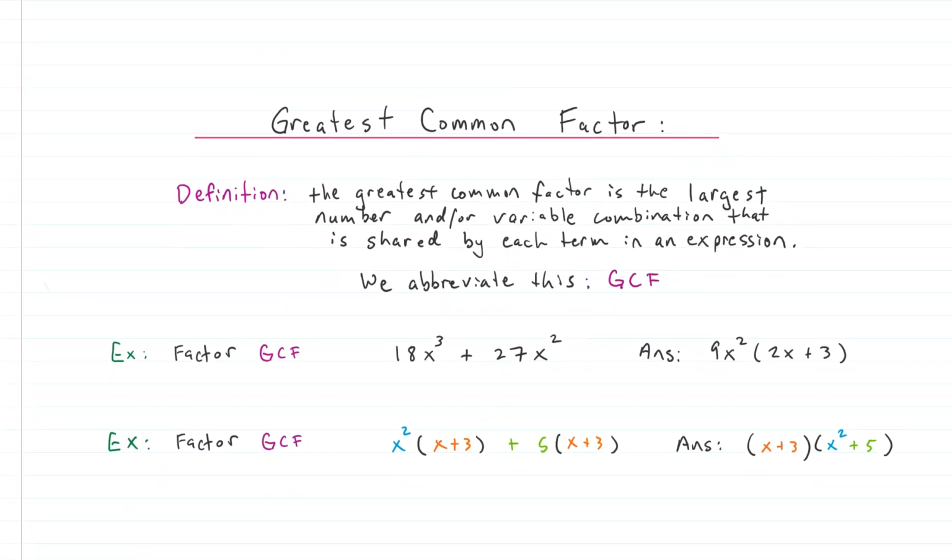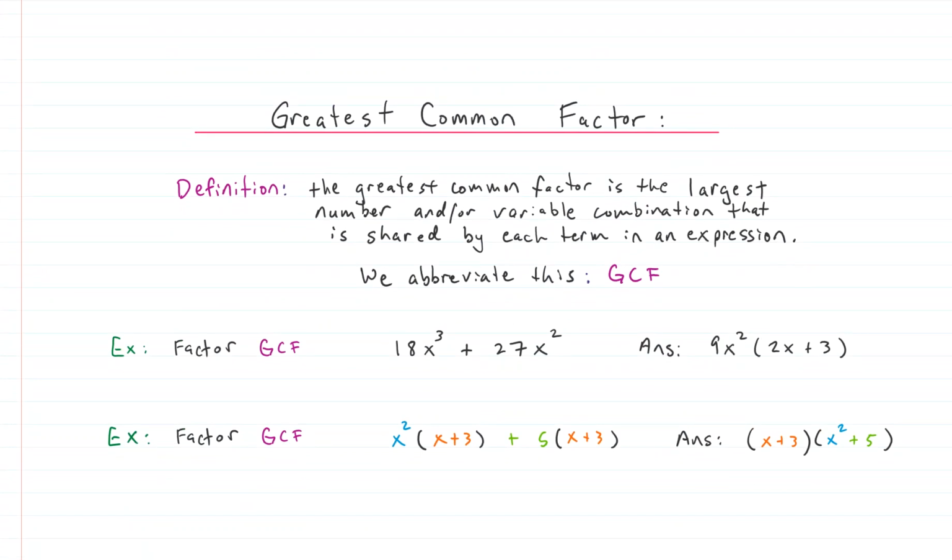So when we talk about pulling out a greatest common factor, really what we want is to pull out the largest number and/or variable combination that is shared by each term in an expression. We abbreviate greatest common factor as GCF because it's too darn long of an expression to always say every time. So the GCF, we're going to pull it out, and here's an example.